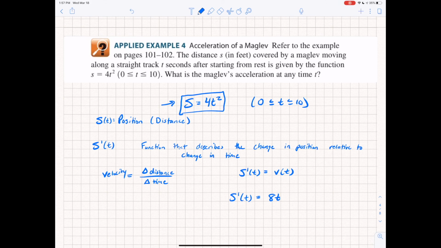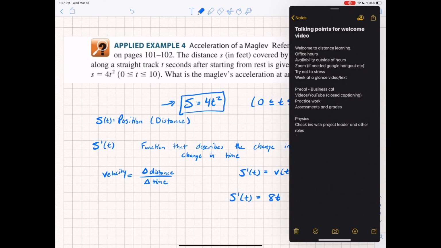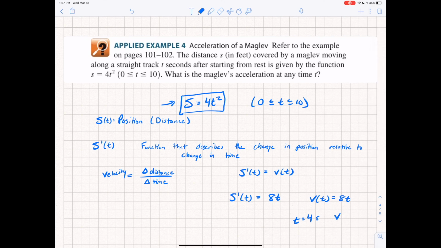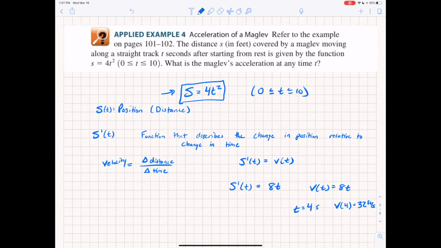And now what this function will tell me is the velocity at any time I care for. So if t is running from 0 to 10 seconds, if t is 4 seconds, then I know my velocity at 4 would be 32. And this would be feet per second, since this is measured in feet per second.